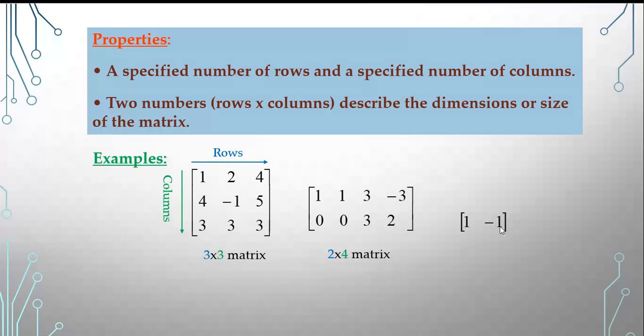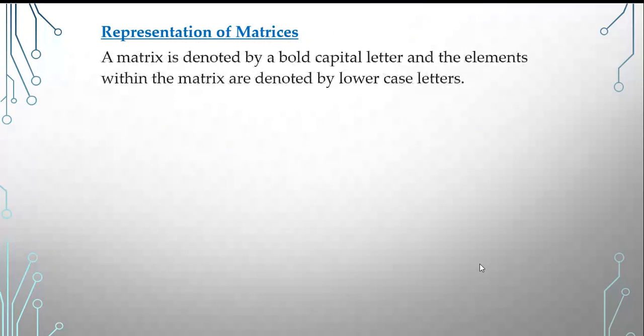Similarly, if we have this type of matrix, how many rows are here? Here we have only one row. And how many columns? Columns are two, because horizontally we have the rows and vertically we have the columns. So here we have one row and two columns. So what is the size of this matrix? That is a 1 cross 2 matrix. Clear?